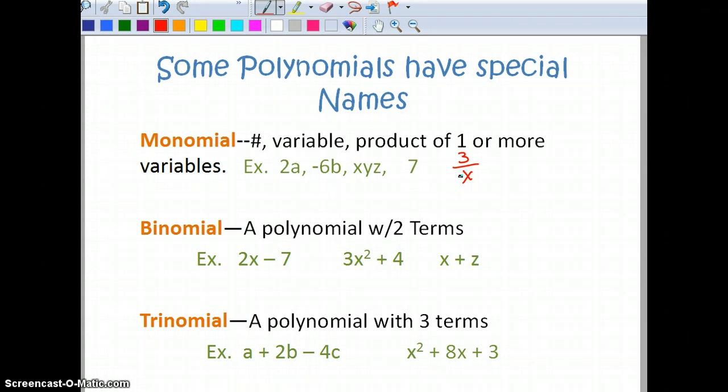Now a binomial is a polynomial that has two terms. 2x minus 7, 3x squared plus 4, x plus z. Those are all examples of binomials because these all have two terms. In this one, the terms are 2x and negative 7. Now a trinomial is a polynomial that has three terms. In this example, a is a term, positive 2b is a term, and negative 4c is a term.